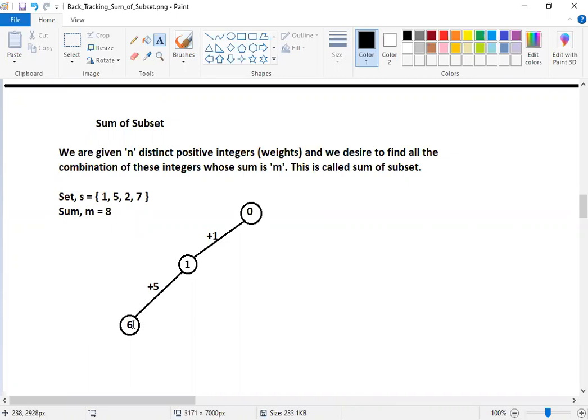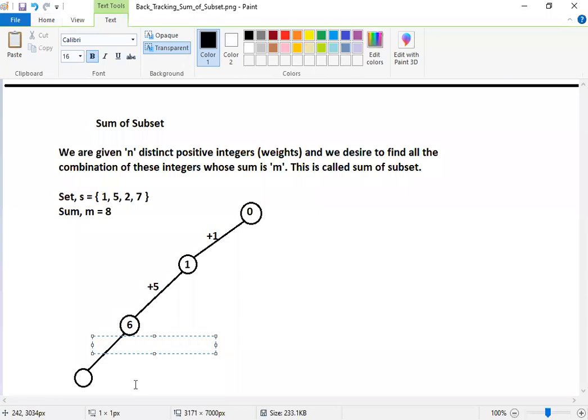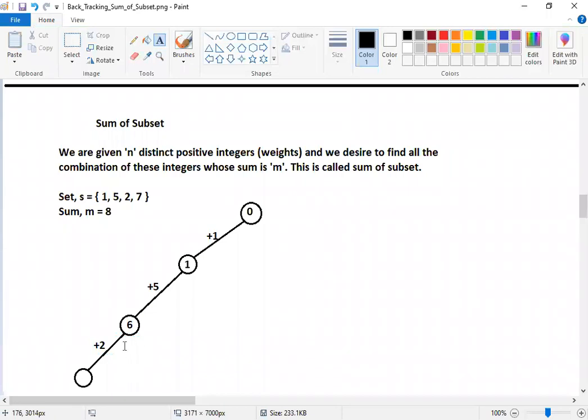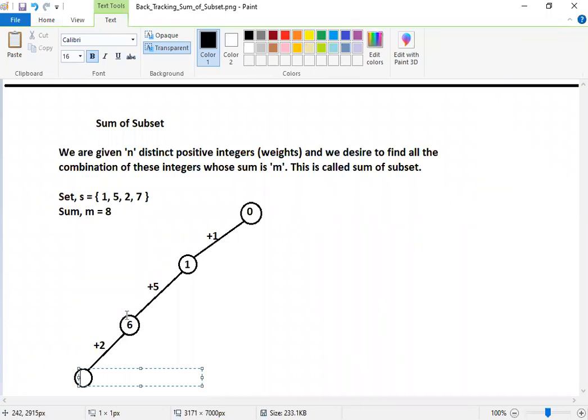In this case, the current sum is 6 and the next value is 2. Yes, that means I can consider this 2 in the next derivation. So I will draw one more child from the 6, and the corresponding edge value I will represent as plus 2, because now I'm going to consider 2 and add it into my subset. And when I add 2, the total value in this node will be the previous sum plus 2, that I get as 8 here.